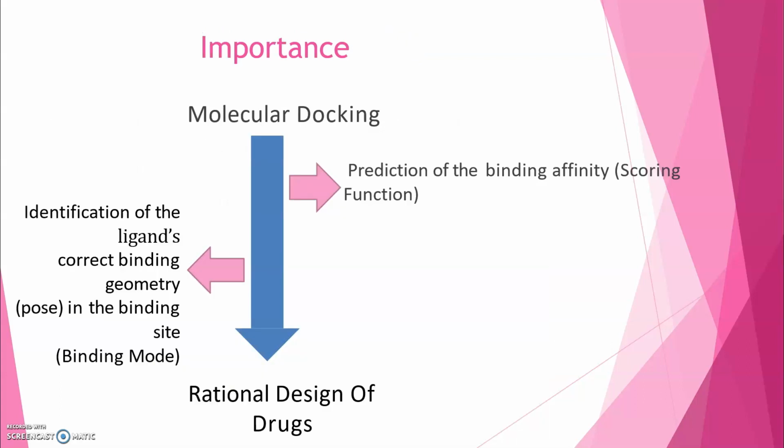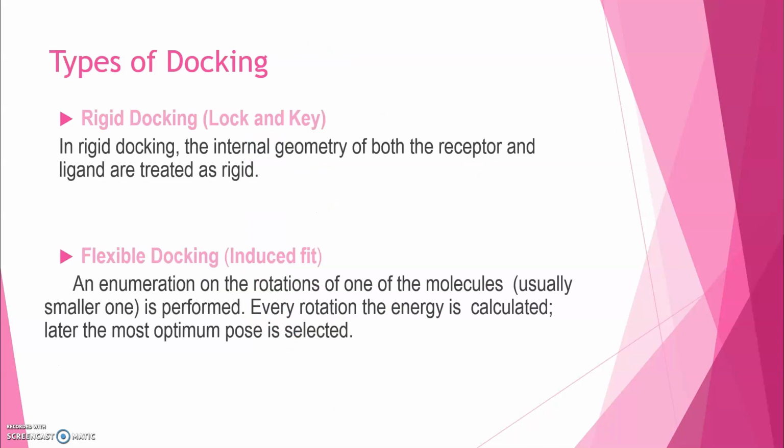So the importance of molecular docking is prediction of the binding affinity, which is also denoted by the scoring function, and identification of the ligand's correct binding geometry in the binding site, also called the binding mode, to produce a rational design of the drug. That means a strategy of creating new molecules which may produce a very good biological response.